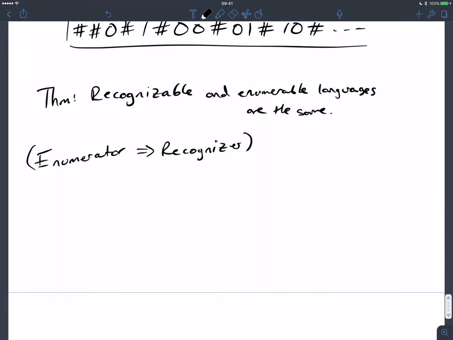But here's the key. For a recognizer, do I have to say reject? No. But in that case, could I run forever if the correct answer is reject? Yeah, I could run forever. So we're going to actually use that here.